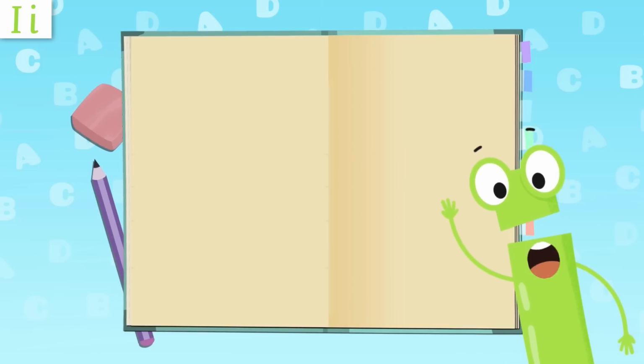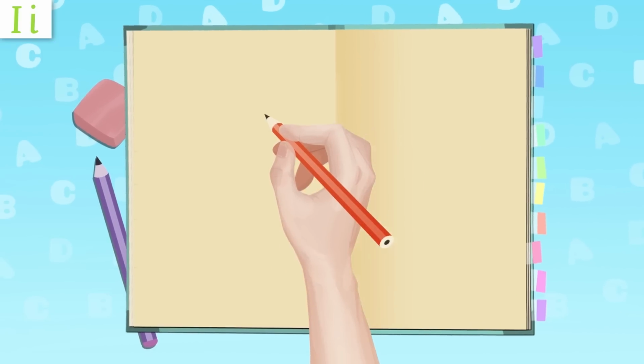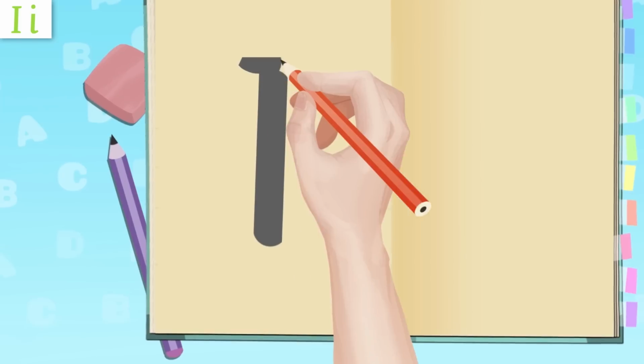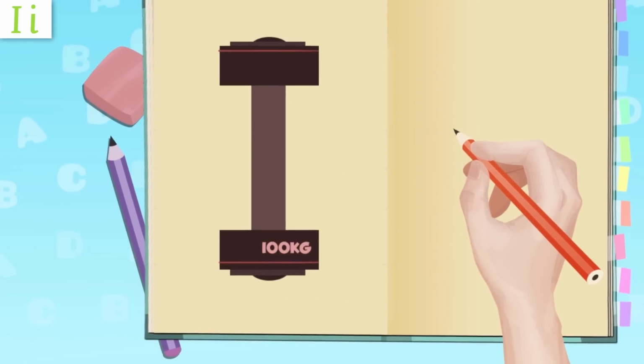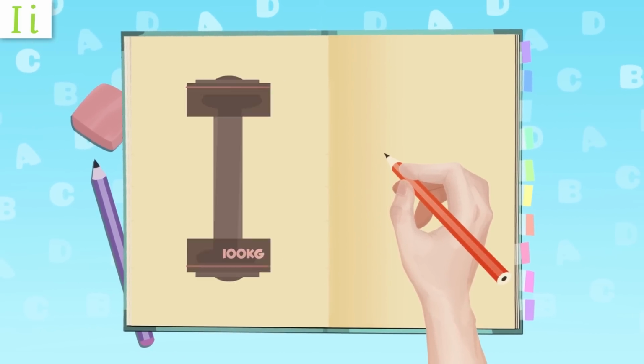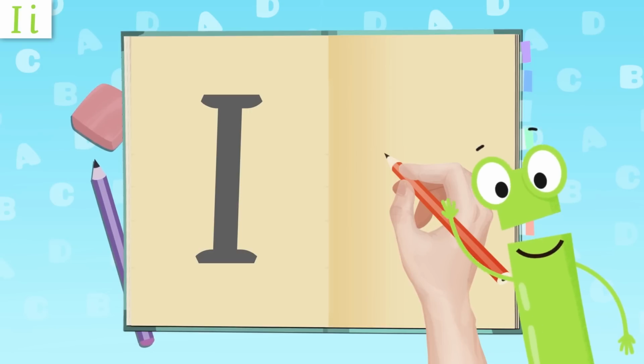Lucky me, my letter is easy to write. Let's try the capital letter. We just need to make a long line and a short one here and here. There you go. Look, it's like a set of weights. Cool, right? You can also write me in lower caps.